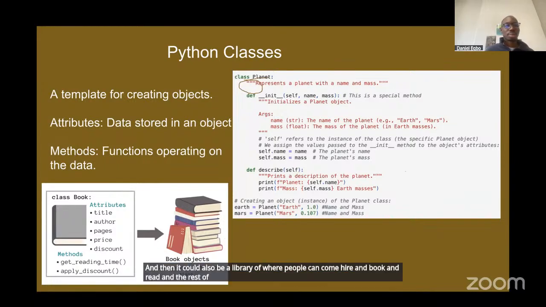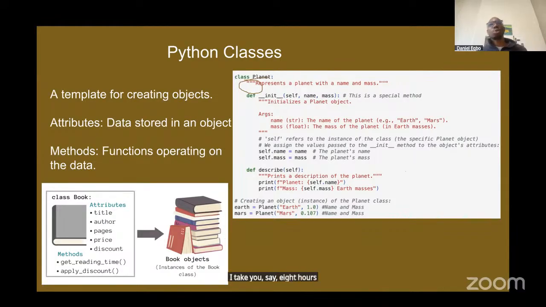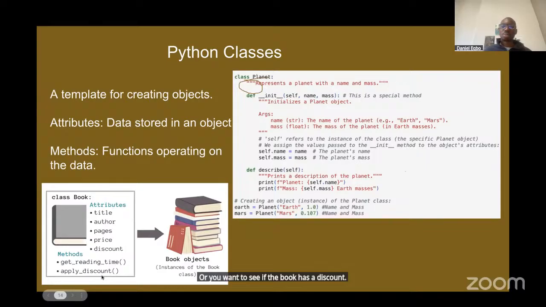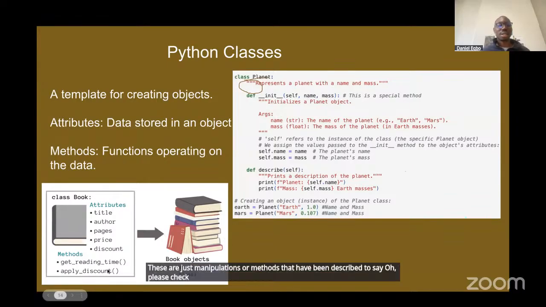So you can also maybe have metrics like, for this book, it takes you, say, 8 hours to finish reading the book, 12 hours, 24 hours. Those are methods. Or you want to see if the book has a discount. These are just manipulations or methods that have been described to say, please check if this book has a discount, apply discount. So those are linked instances.